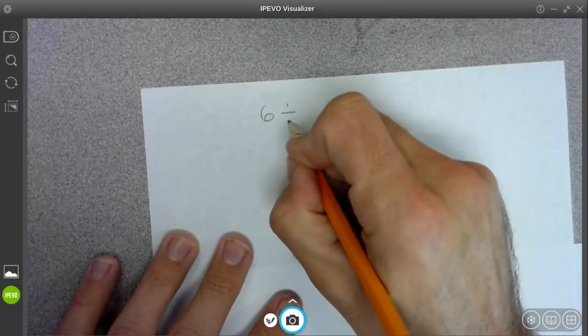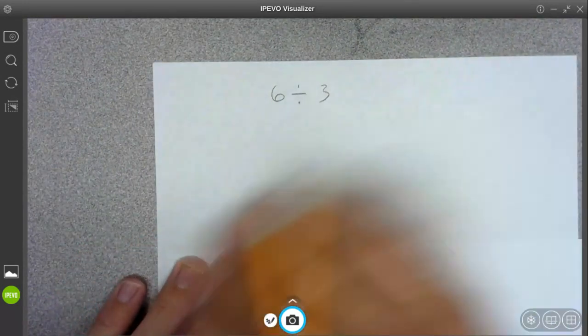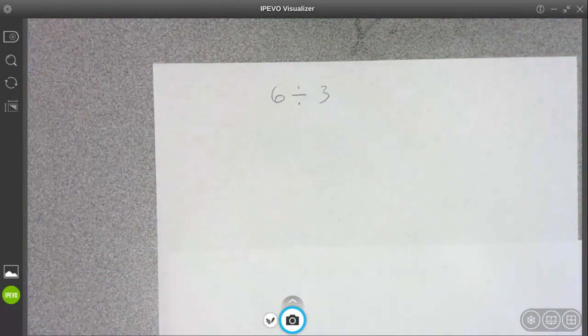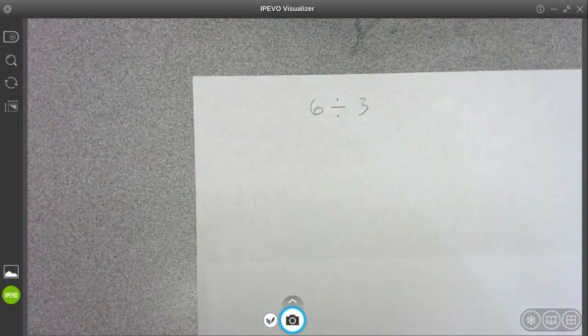6 divided by 3. I mean, obviously you know the answer, but let's say division didn't actually exist. It does. All right, I'm not trying to burst your bubble here, but is there another way to divide 6 by 3 without division? All right, is there a way to do it using subtraction or addition or multiplication?